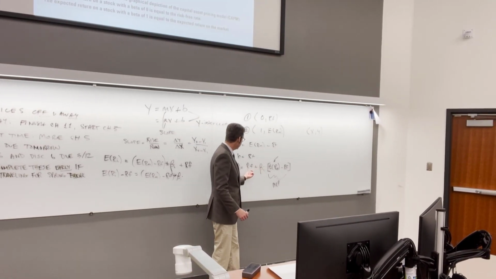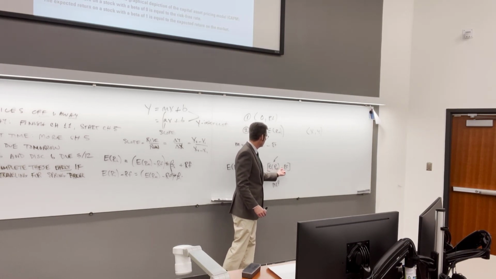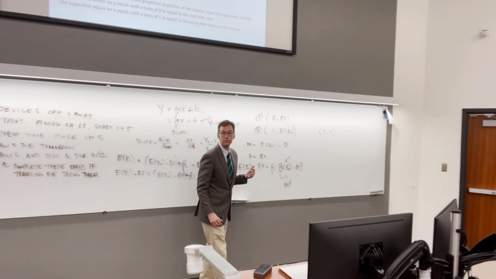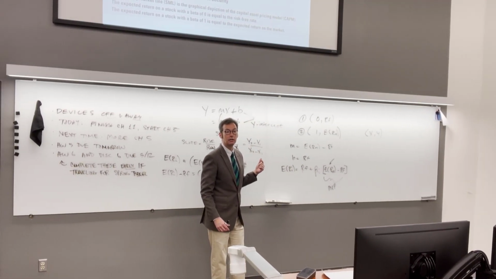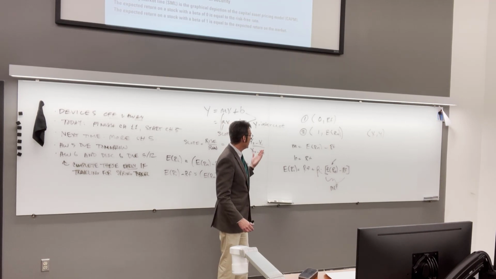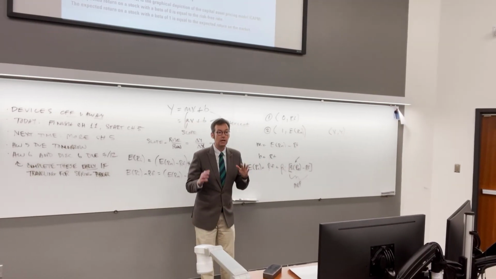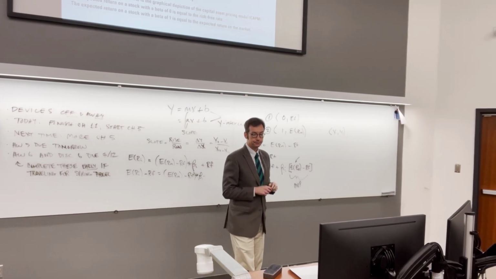And when I do that, what I end up with is the risk-free rate plus the expected return on the market minus the risk-free rate. What happens to the risk-free rates? They cancel. Yeah, they cancel each other out. And so that would give us that the expected return on the market is the expected return on the market. So that makes perfect sense.